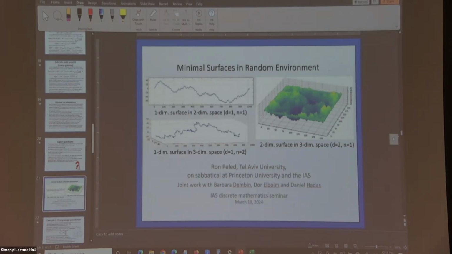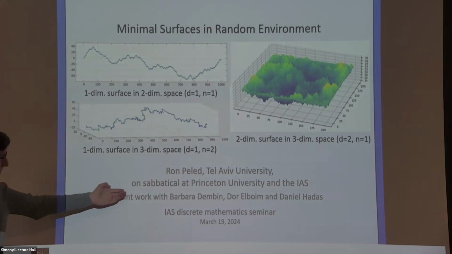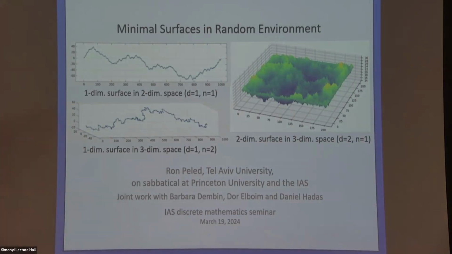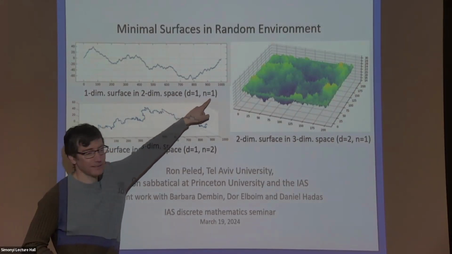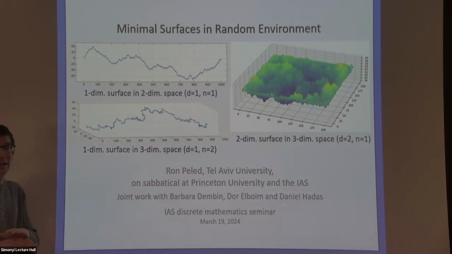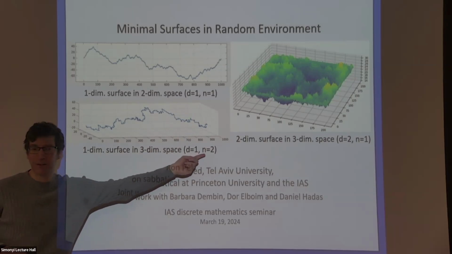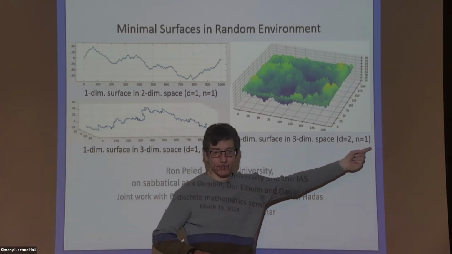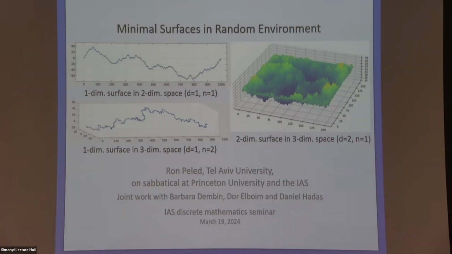So this is the last model, which is joint work with Barbara Dembin, Dor Elboim, and my student in Israel, Daniel Hadas. So now I go back to this notation. D is the dimension of the surface, N is the codimension. And now I'm going to allow very general numbers. Previously, either D was 1 and N could be something, or N was 1. Now I'm going to allow, say, a 2-dimensional surface in a 4-dimensional space.